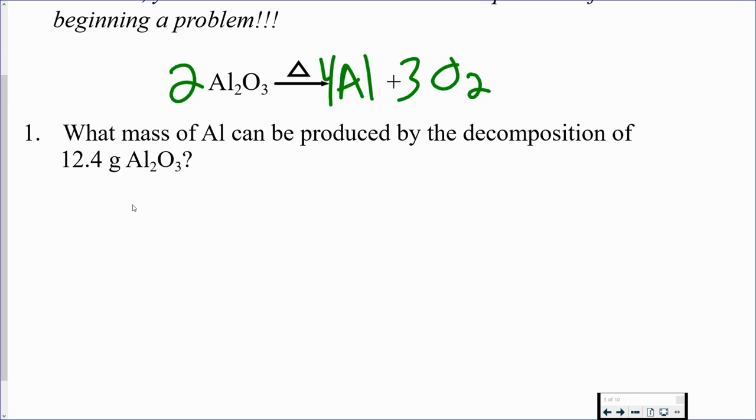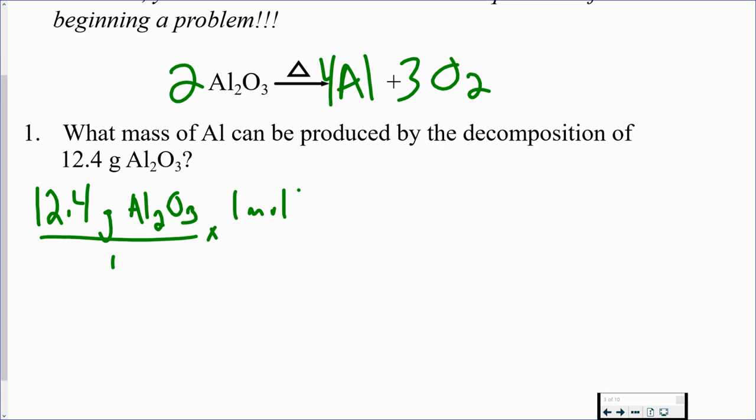So for this one, we'll start out in grams of aluminum oxide. You're going to write it out as 12.4 grams Al2O3. We're going to put that over 1. Now we're going to get that 2 moles. So the first step is you want to get it to moles. That's 1 mole of aluminum oxide over the gram molar mass of aluminum oxide.